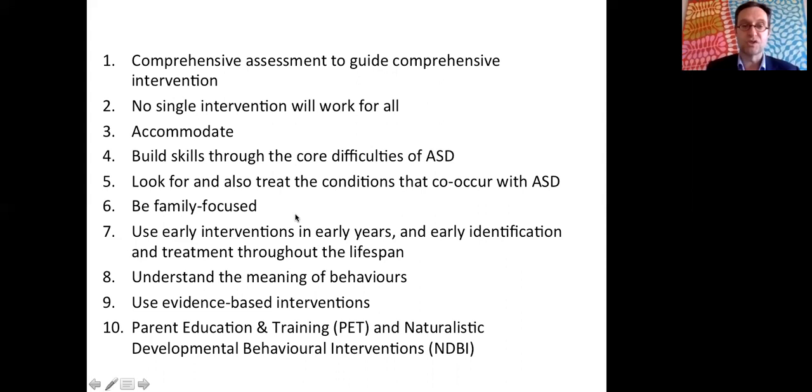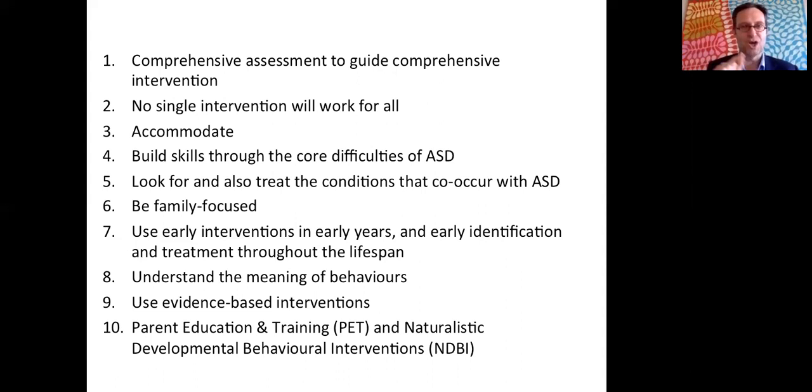We are going to do nothing without family participation and without making sure that we understand the needs and the priorities of the family. A child and an adolescent with autism live their lives with their families, and they only come to a clinic every once in a while.